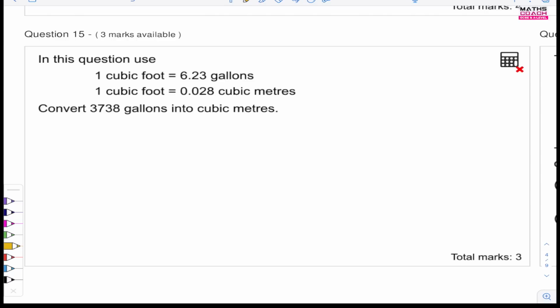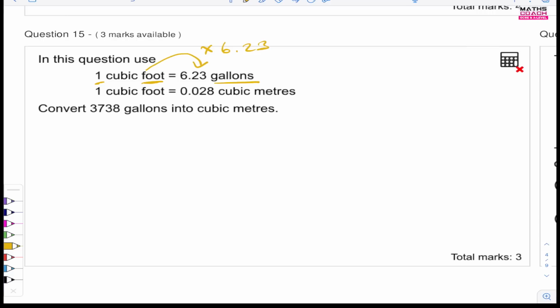Question 15. Convert 3,738 gallons into cubic meters. And it's given us the conversion up there. So 1 cubic foot is equal to 6.23 gallons. So how does foot become gallons? So how does 1 become 6.23? You just multiply by 6.23. So to go from foot to gallons, you multiply by 6.23.